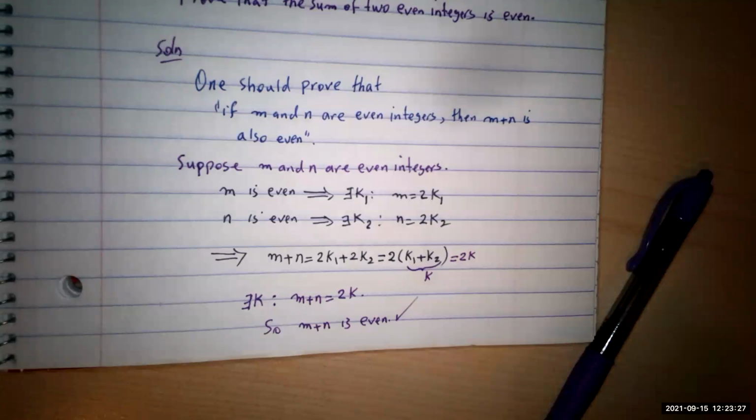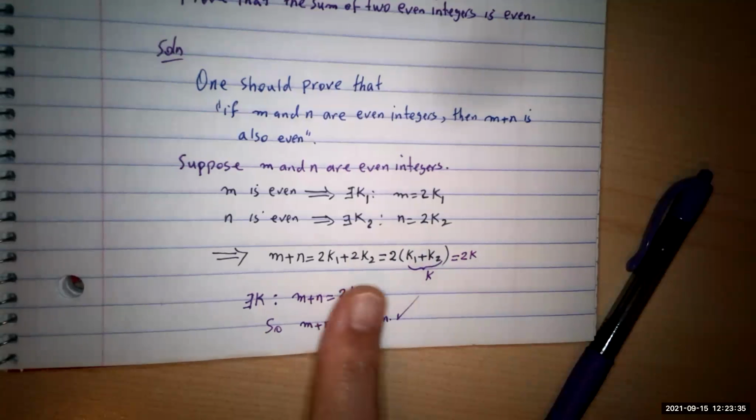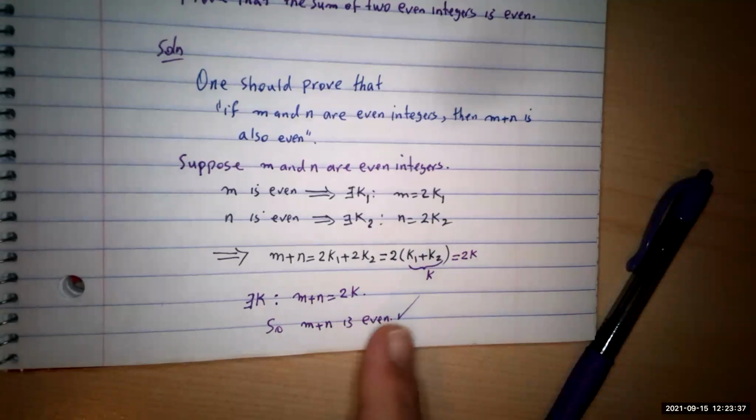Now you add them together. You want to prove that the sum is also an even number. It must be a multiple of 2. So you factor out the 2, you get K1 plus K2. It's an integer, you call it K. So you get M plus N equal to 2K, so M plus N is also even. So nicely you prove that the sum of two even integers is even, and we're done. Any question?